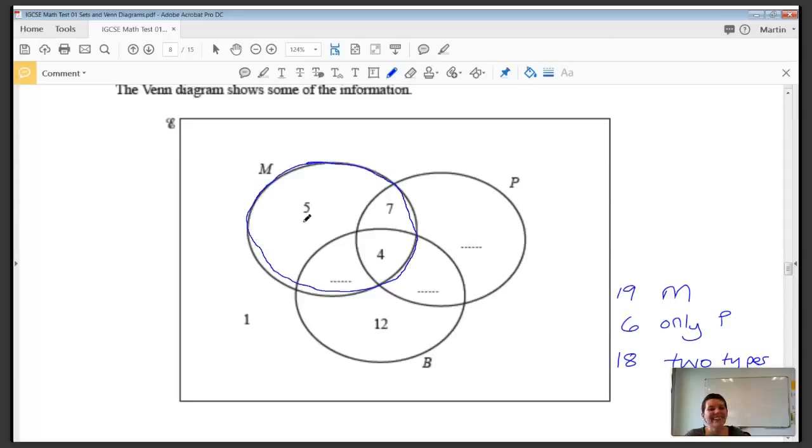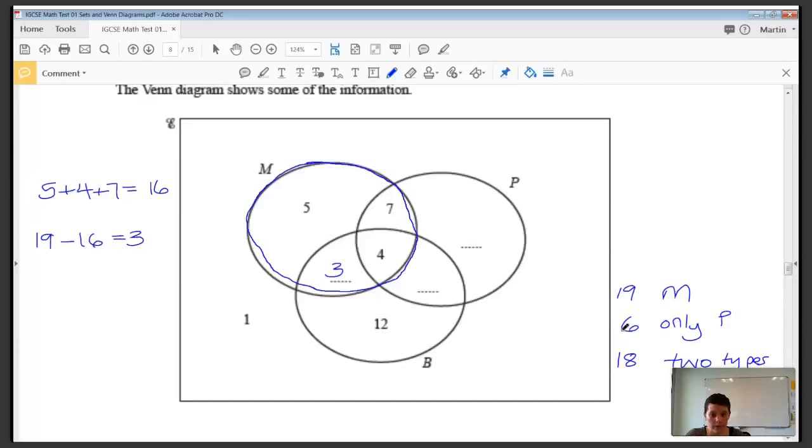Great, Jill. So we've got 19 people who ate mangoes, and here we have 5, 4, and 7 people already. So we already have 5 plus 4 plus 7 people, which is 5 and 4 is 9 and 7 is 16 people. Okay, so if there's 19 people who have eaten mangoes, then there must be a 3 here, because 19 minus the 16 people who are already there equals 3.